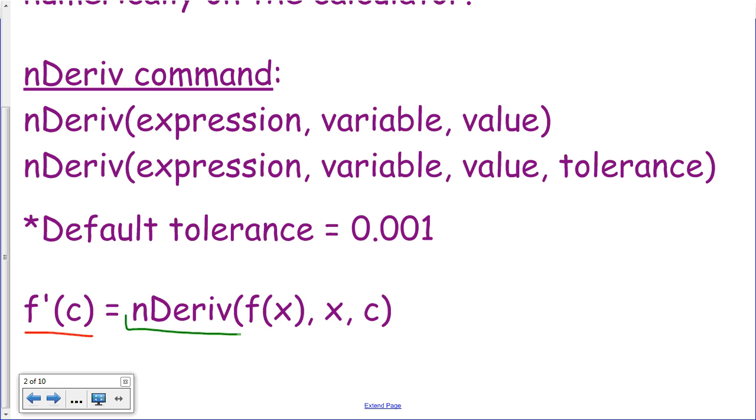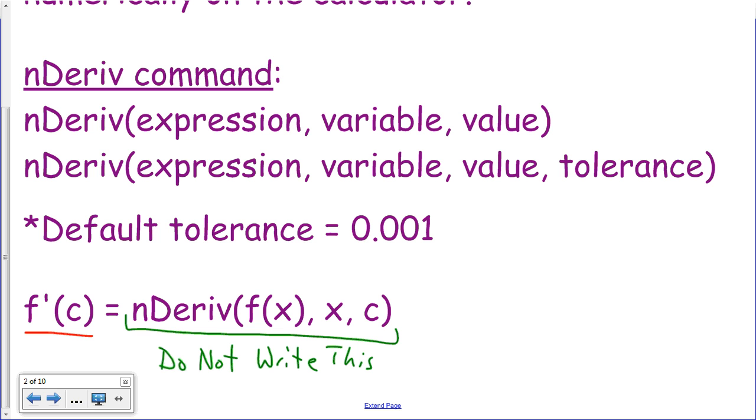Notice that in nderiv, the first thing you specify is the function, the function you want to find the derivative of. Then you specify the variable that the function is defined on, in this case x. And then finally you specify the value that you want to find the derivative at. In this case we said c, because we said f prime of c over here on the left. Now this nderiv command, we've written it down here this one time, and I'm going to write below this, do not write this.